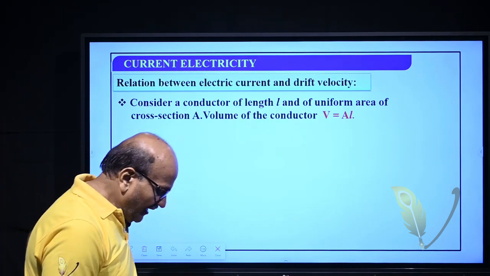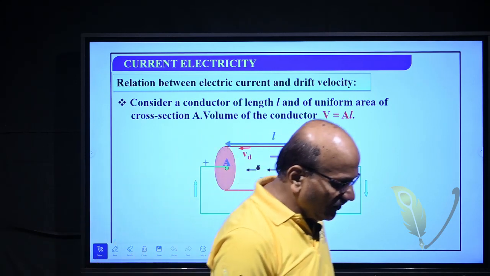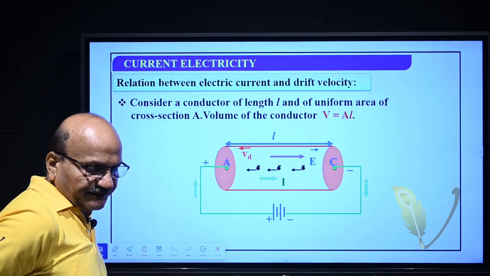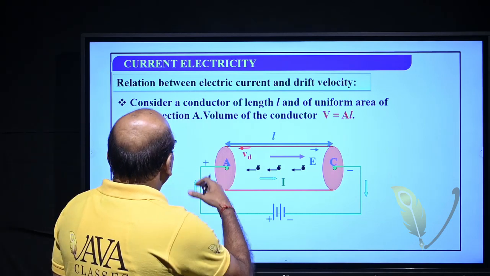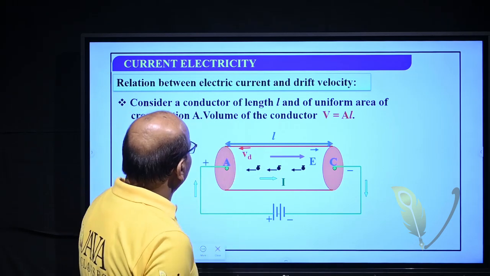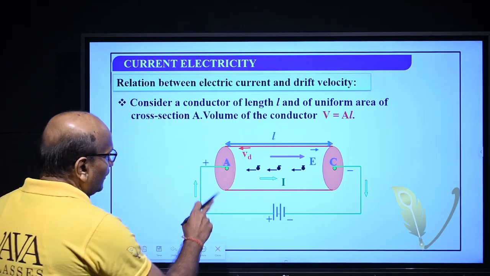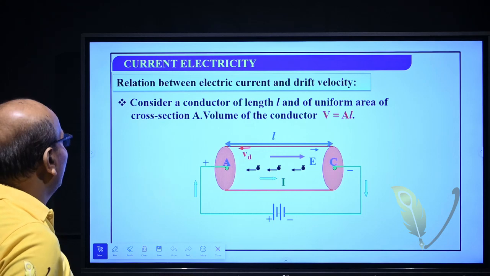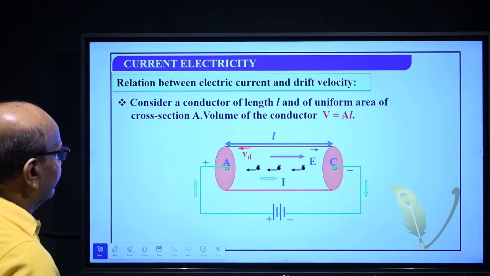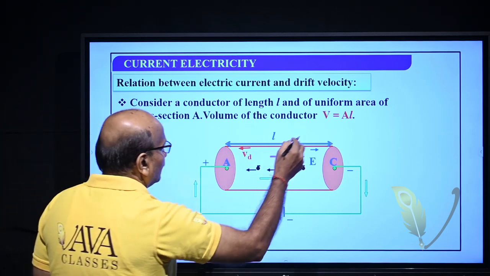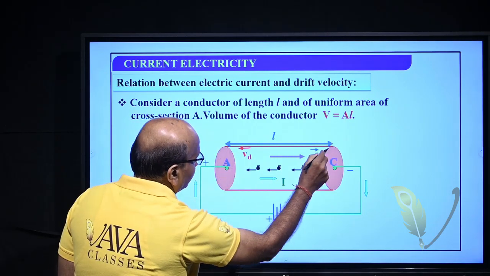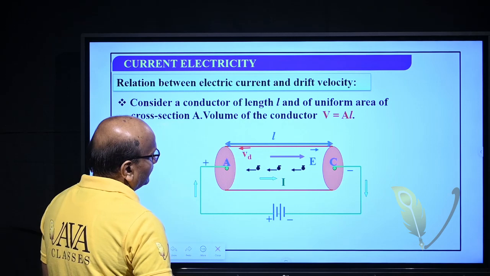Now we will see the relation between electric current and drift velocity. Consider a conductor of length L and uniform area of cross section A. The volume of the conductor is equal to the area of cross section into length.